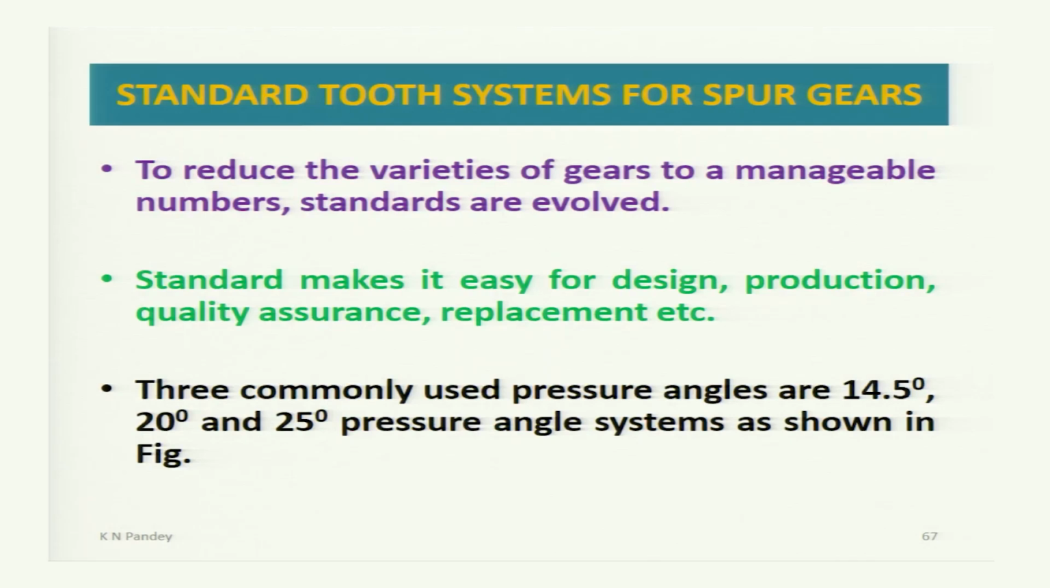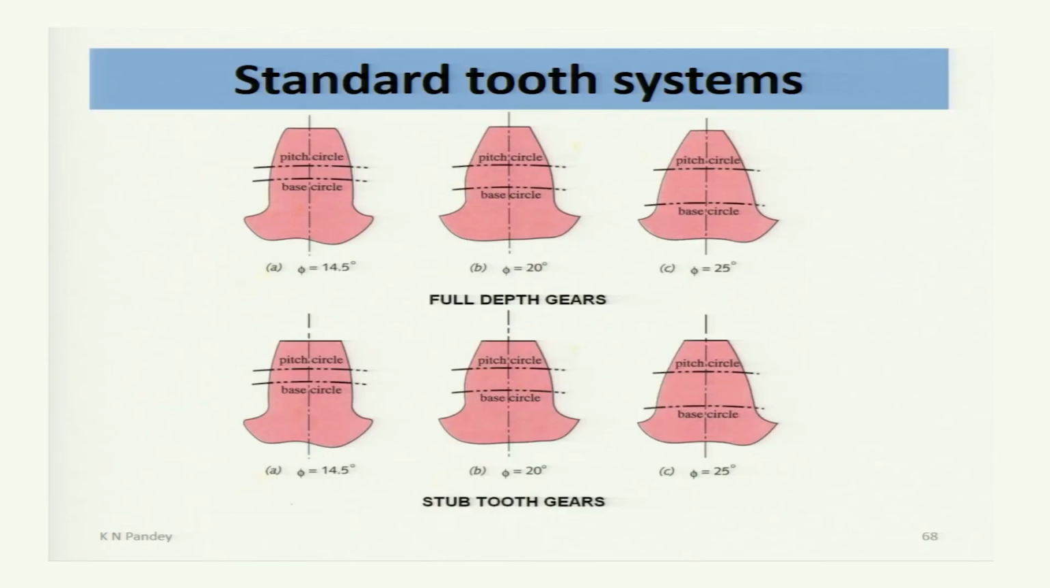Then standard tooth systems for spur gears. To reduce the variations of gears to a manageable number, standards have evolved. Standards make it easy for design, production, quality assurance, replacement, etc. Three commonly used pressure angles are 14.5 degrees, which is now not in use, then 20 degrees, 25 degrees, and sometimes 22.5 degrees is also used. The standard gear teeth are shown here.